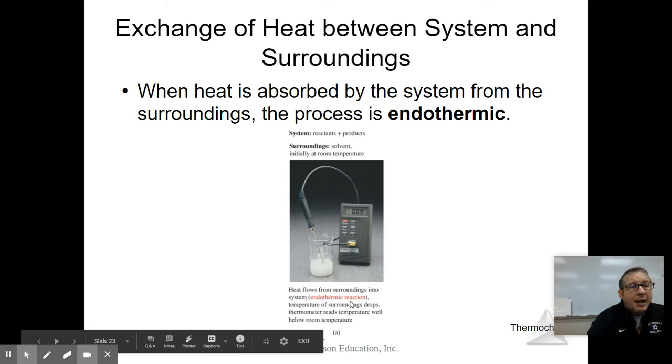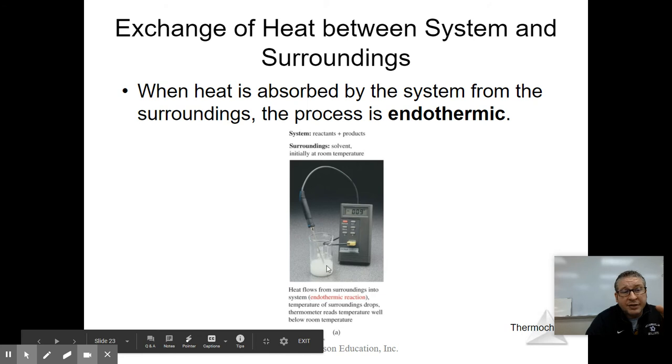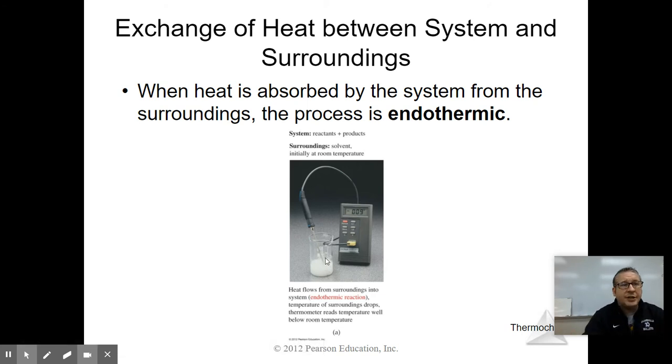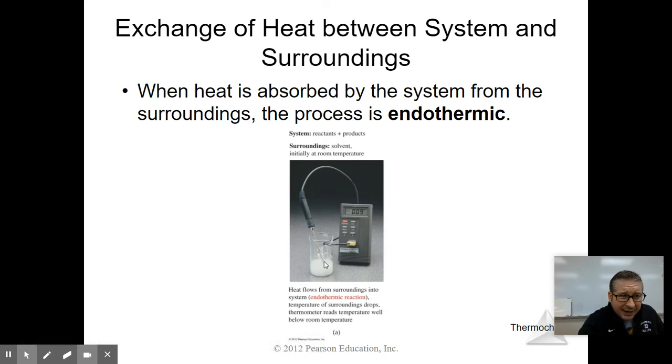So again, in this example, the system is going to absorb energy from the surroundings. If we were to put a probe into the surroundings, which are actually the solvent, this is where it gets a little tricky. Let's just define everything here. In this scenario, we have reactants and products inside here. They are aqueous.